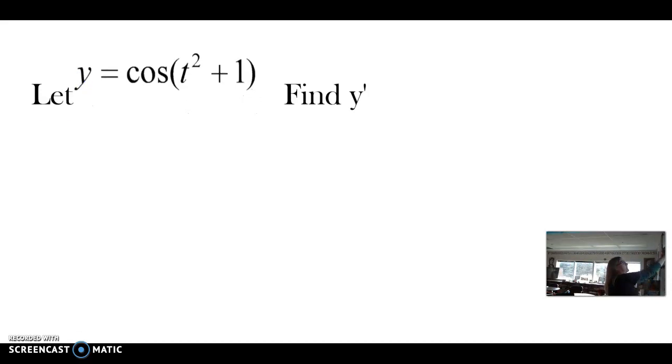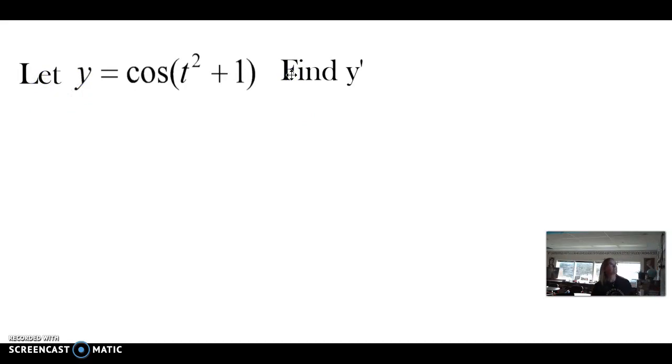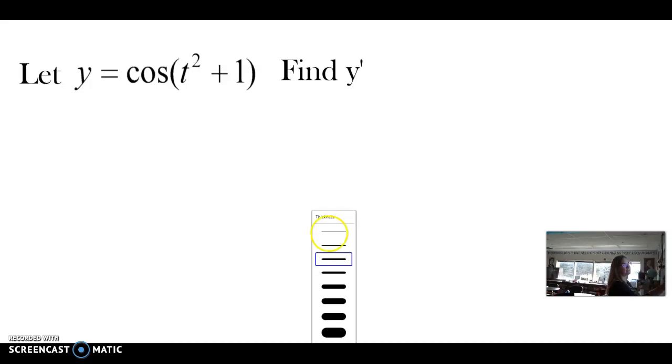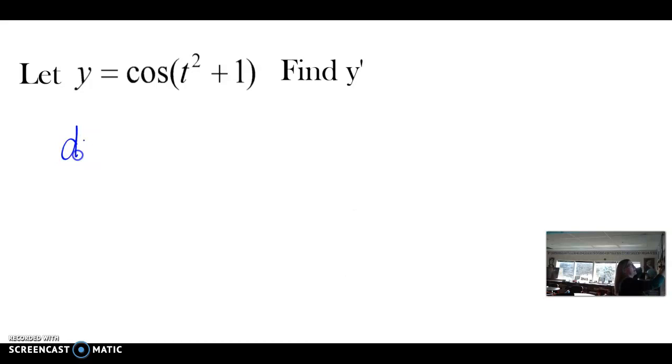All right, this one right here. Let's do cosine of t squared plus 1. We're going to find y prime. Now if I was going to find the derivative with the other notation, I would write it like this, dy dt, because y is a function in terms of t. You would say the derivative of y with respect to the variable t. Well, I'm not going to use that notation this time.